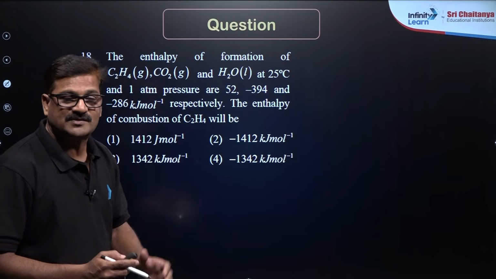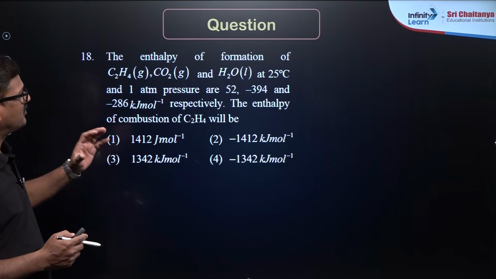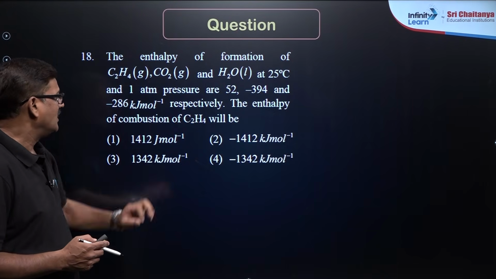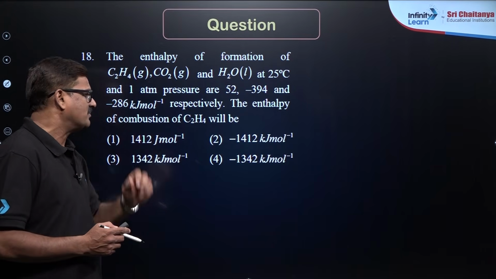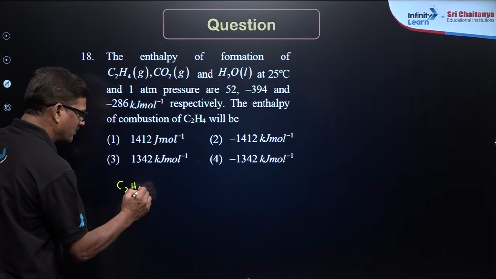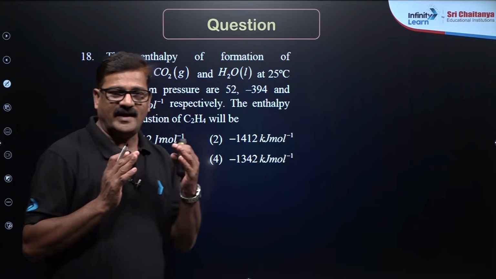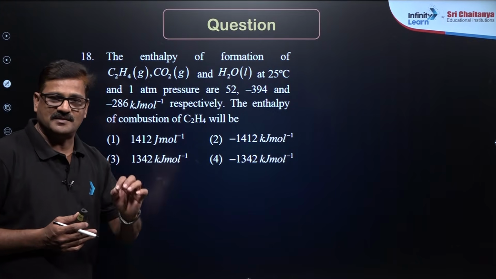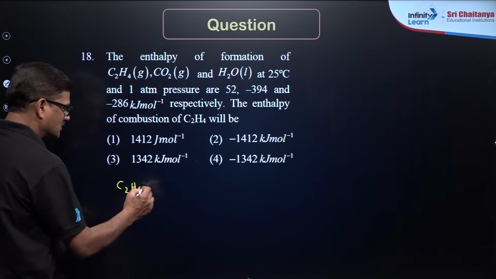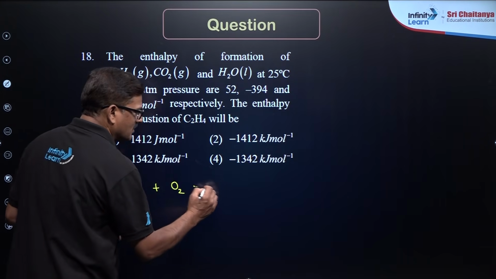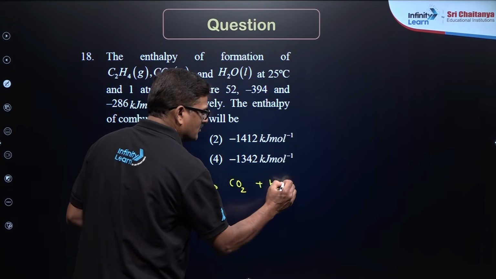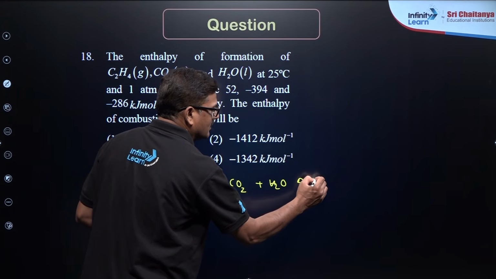Students, this question is based on thermochemical equations. The enthalpy of formation of C2H4, CO2 and H2O at 25 degrees centigrade is given, and you are asked to calculate the enthalpy of combustion of C2H4. Enthalpy of combustion means the enthalpy change when 1 mole of substance is completely oxidized in the presence of excess oxygen. Any hydrocarbon burns to give its corresponding carbon dioxide and water and some amount of energy, delta H, which you have to calculate.